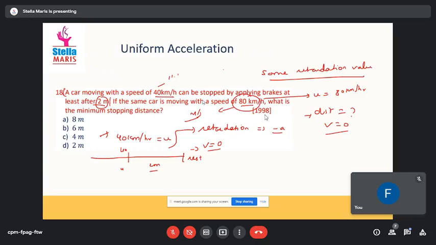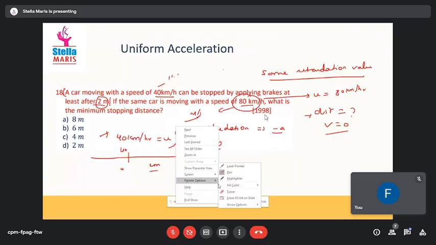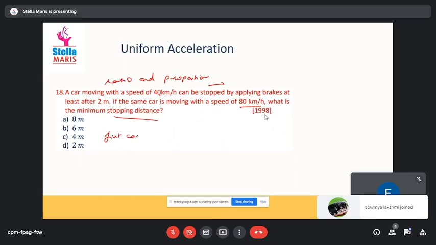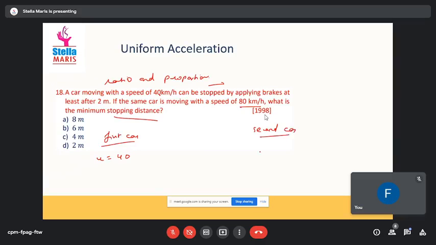So the thing is, we can solve this in simple mathematics. You have heard of ratio and proportions, right? As you know, the comparison here is between the distances. They're asking if the same car is moving with 80, what is the minimum stopping distance? For the first car, u is equal to 40, and for the second car, let's say this is u1 and this is u2, u2 is equal to 80. Here the distance s1 is equal to 2, and here s2 is equal to, we don't know that.